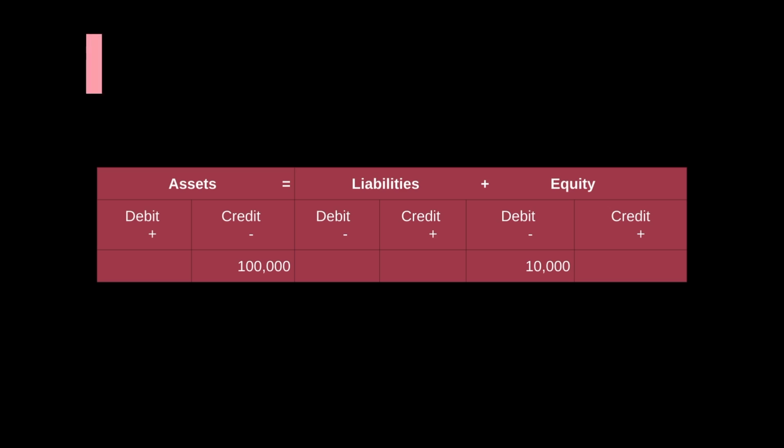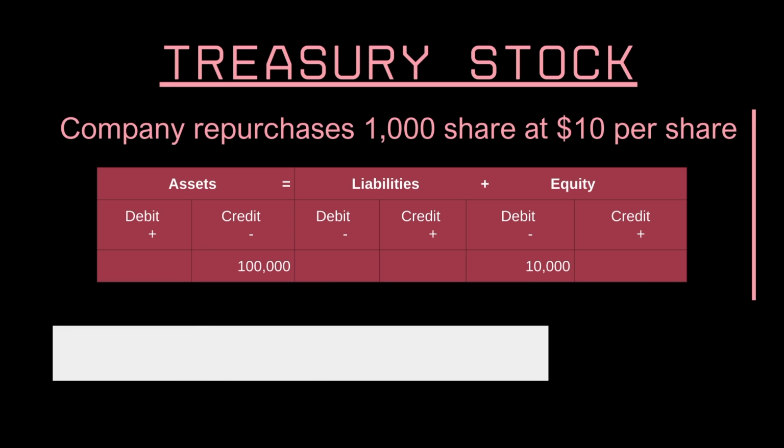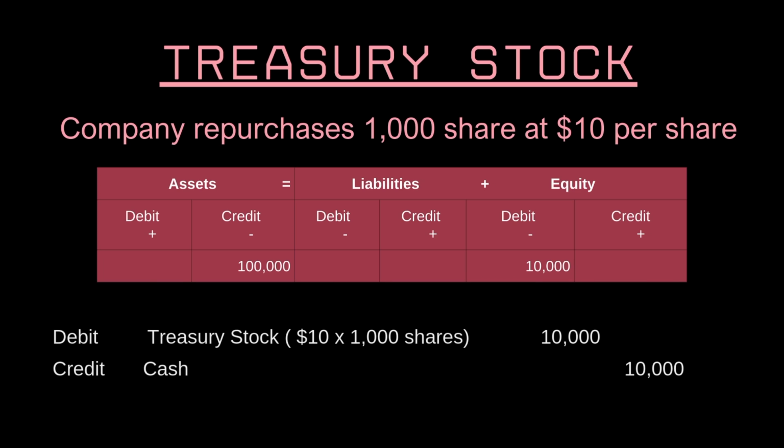Treasury shares do not receive dividends, have no voting rights, and are not included in the calculation of earnings per share. The cost of the repurchased shares reduces the value of the company's equity as these shares are no longer outstanding. For example, if a company repurchases 1,000 shares at $10 per share, the journal entry would be: you debit treasury stock for $10,000 and you credit your cash for $10,000.